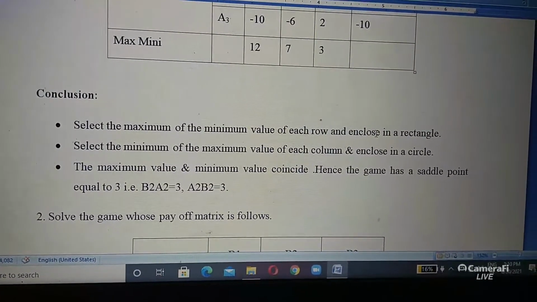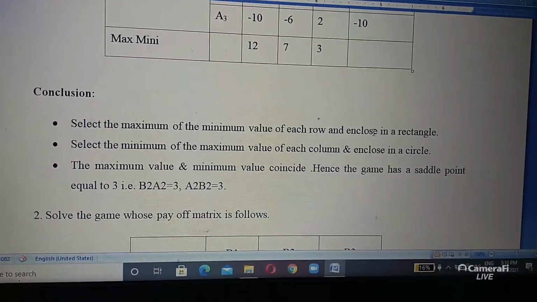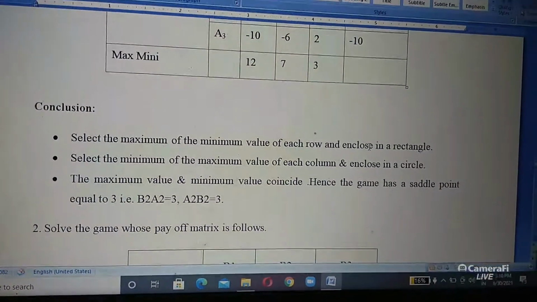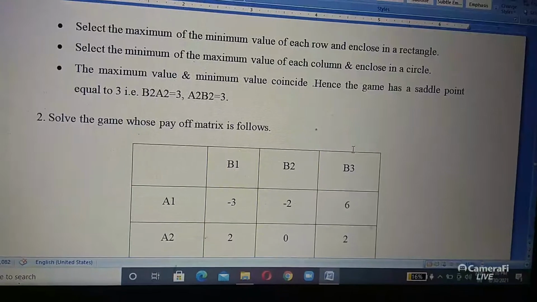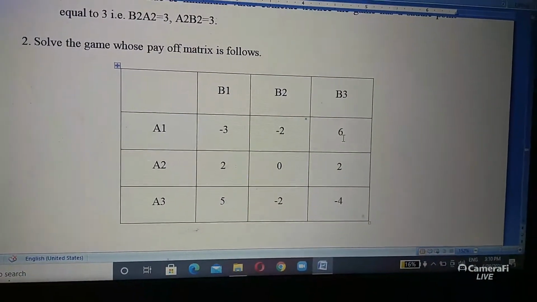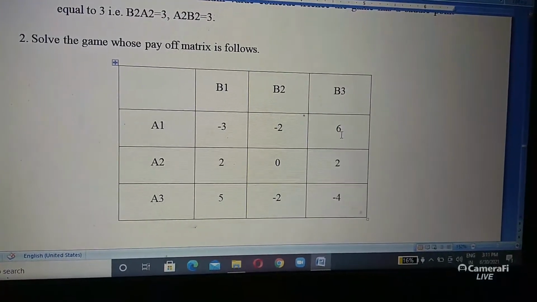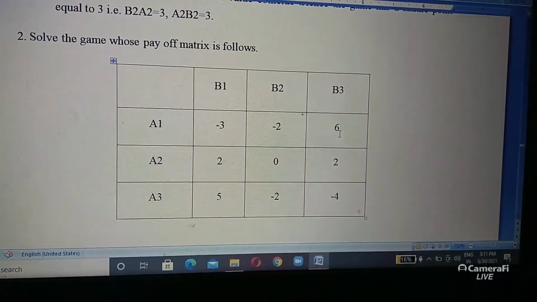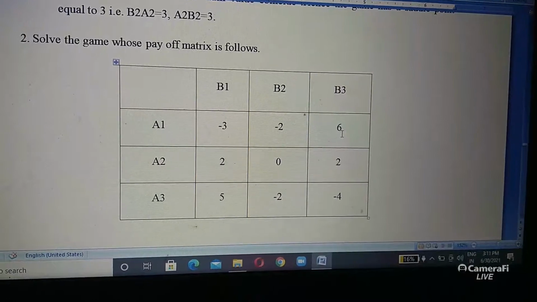After completion of this conclusion, we can say that the problem is completed and the saddle point exists. Okay, see, this is another question here. Solve the game whose payoff matrix is as follows: B1, B2, B3, A1, A2, A3, minus 3, minus 2, 6.